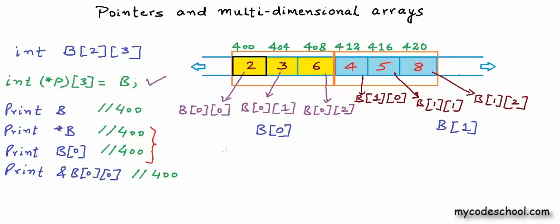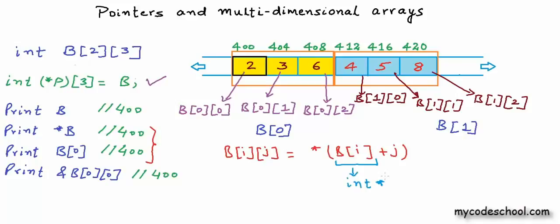We had also seen in our previous lesson that Bij can be written as asterisk of Bi plus j. If Bi for some value of i is a one-dimensional array, then Bi will return us an integer pointer to the first integer in Bi. Then adding j is basically performing pointer arithmetic and getting a pointer to the integer at index j in one-dimensional array Bi. And then finally this dereferencing is getting the value of that integer.